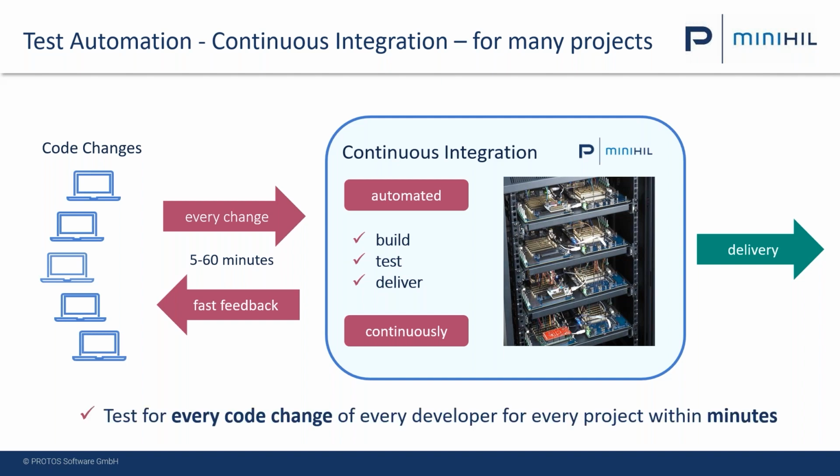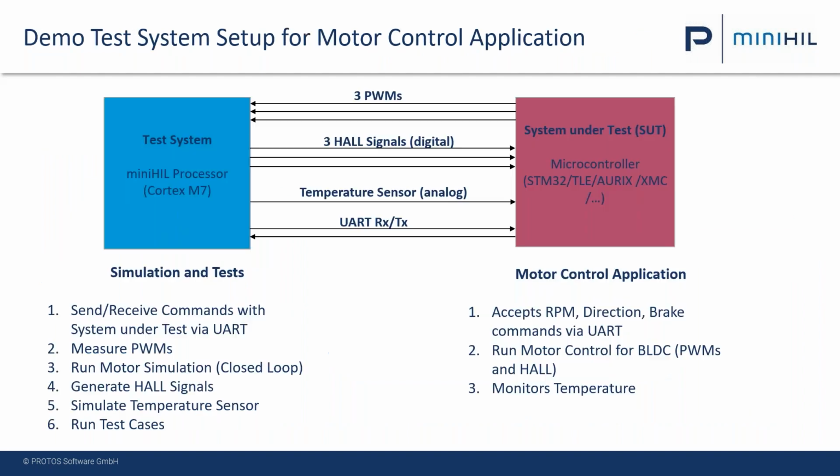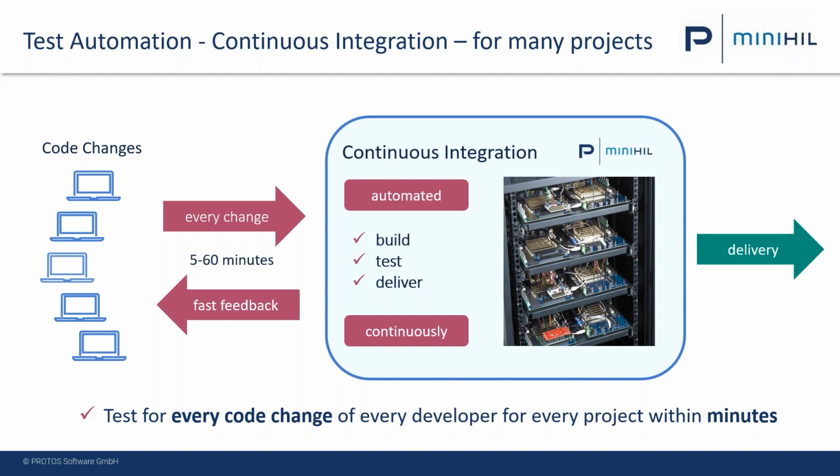So by doing that, every code change of every developer for every project is tested within minutes. Of course, he needs to make a commit so that the Git repository or Subversion or whatever you use knows that something has changed. But on every commit, all the tests are executed. So feedback time is a couple of minutes here.